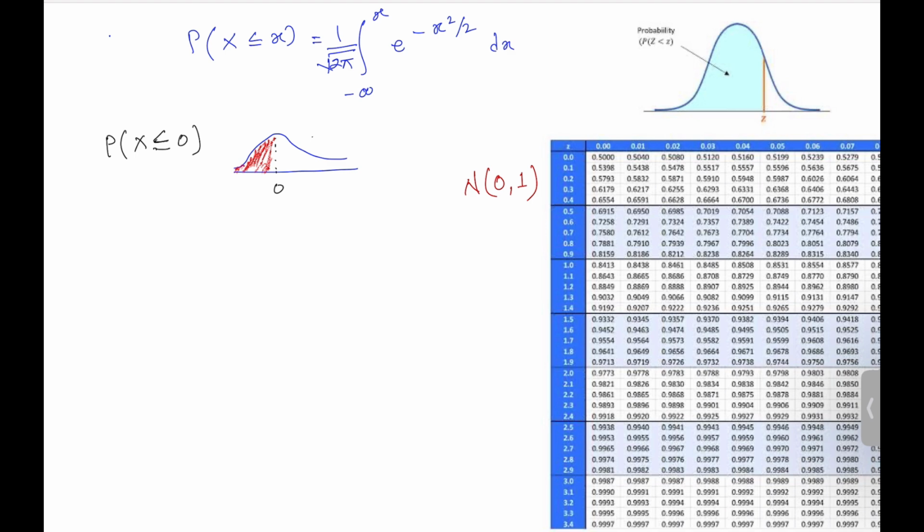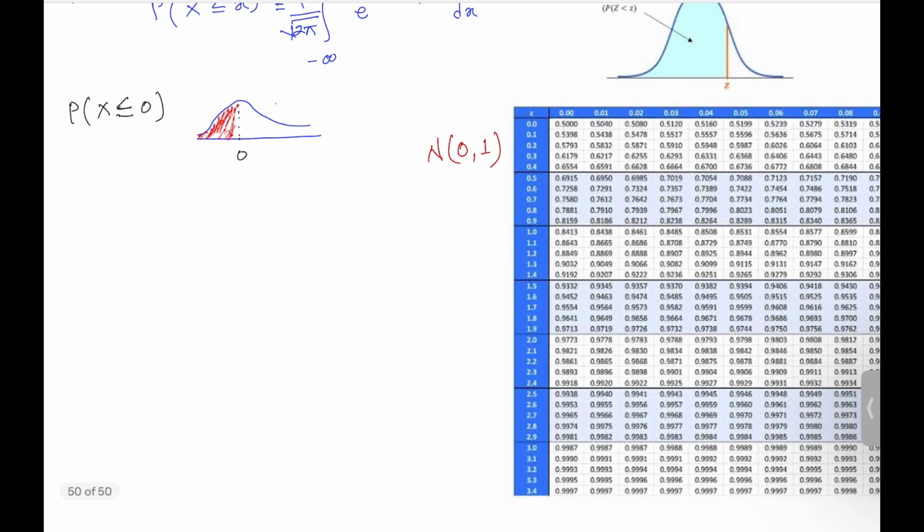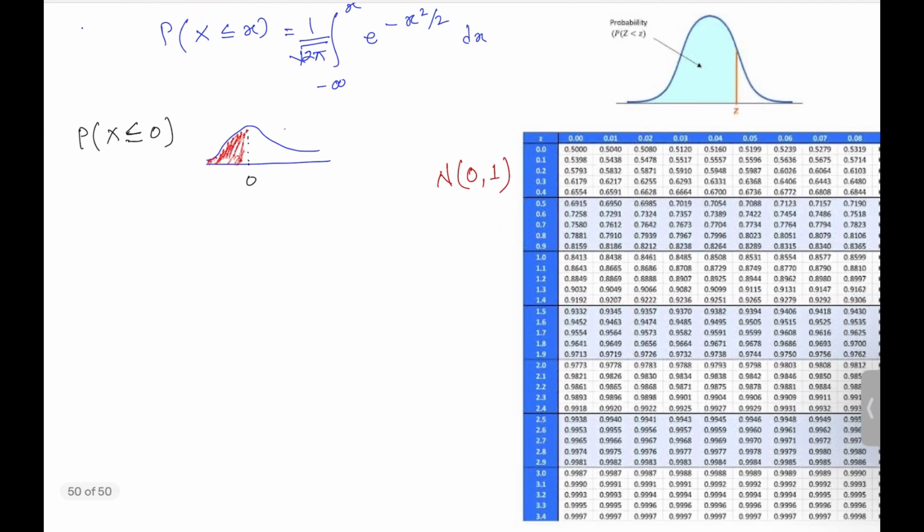Let's look at this table and see how we can use it. So here it is 0, right? And we are looking at exactly 0. So this is 0 and this is 0. So you see it is 0.5.